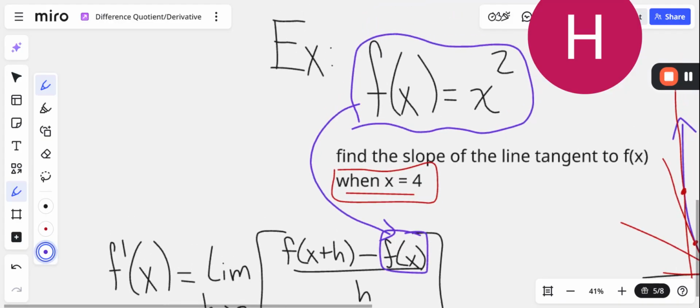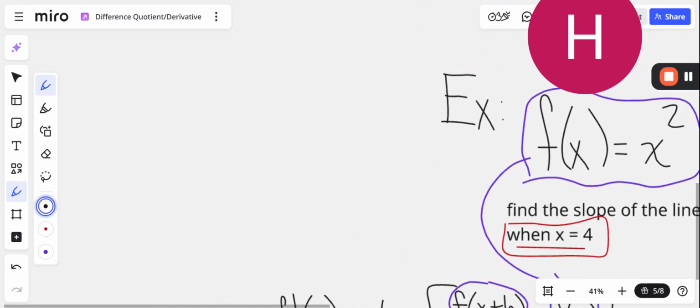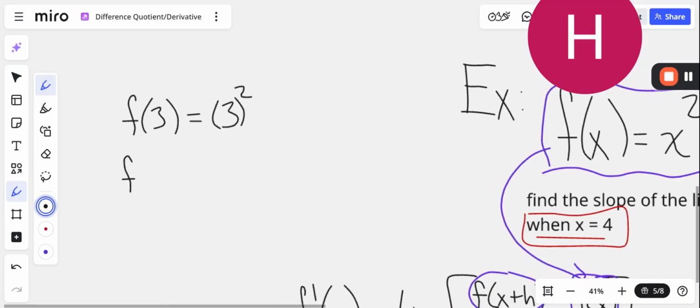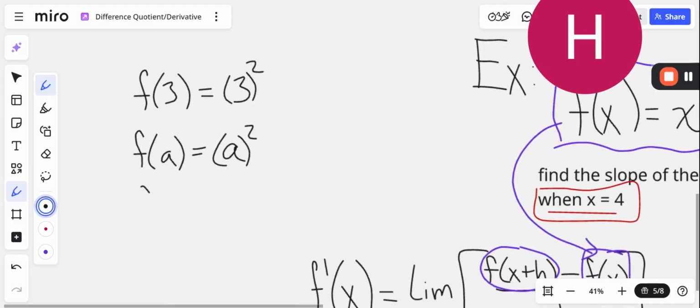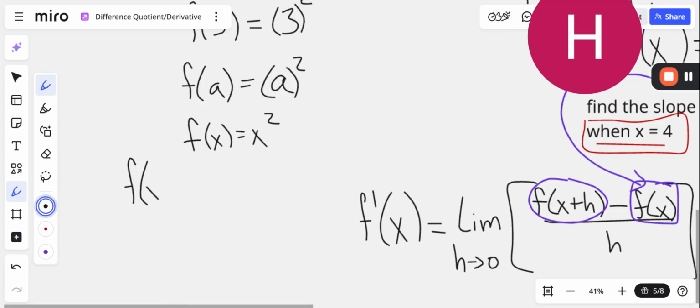When students say, what do I do with f of x plus h? What does that look like? Just think about it very simply. What is f of 3 for this function? People would just say, oh, 3 squared. You just plug in the 3. Duh. And so what is f of a? Oh, it's just a squared. You just plug in the a, right? Duh. What is f of x? Well, we already know that one. It's x squared. Duh. So then what's f of x plus h?